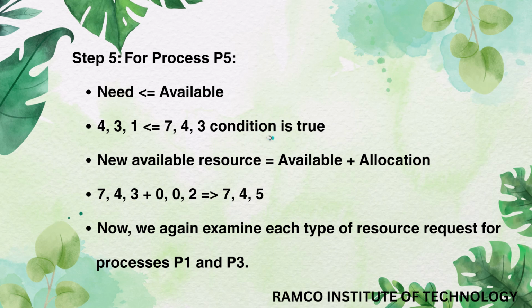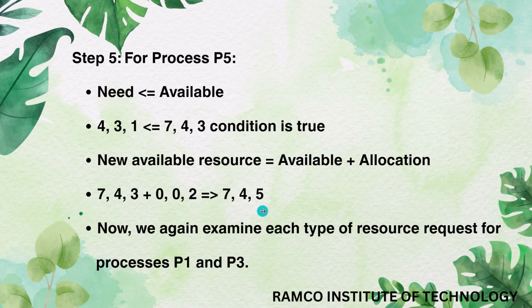If the condition is true, we can make the particular process enter into the safe sequence. After making the process enter the safe sequence, we need to update the available resources. Here the current available is 7, 4, 3, then allocation of P5 can be taken from the input value: 0, 0, 2. Just adding these two values, we get the new available resources 7, 4, 5. So this is the last updated available resources, 7, 4, 5.